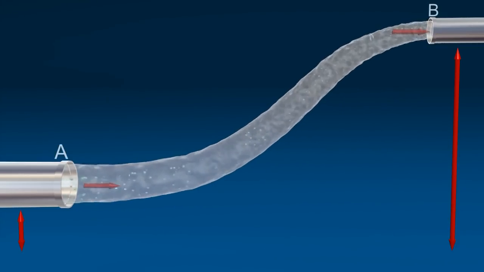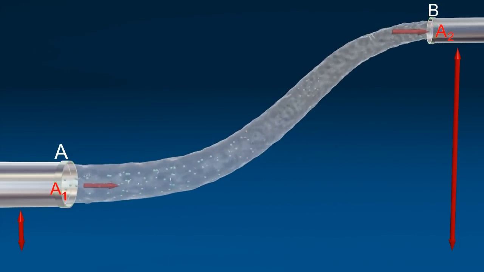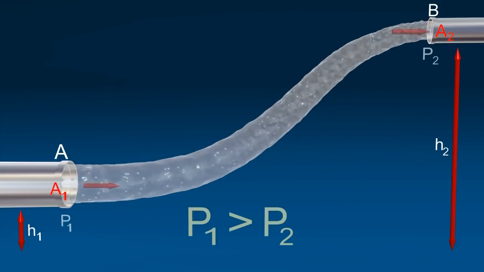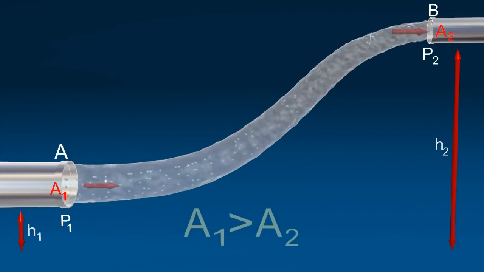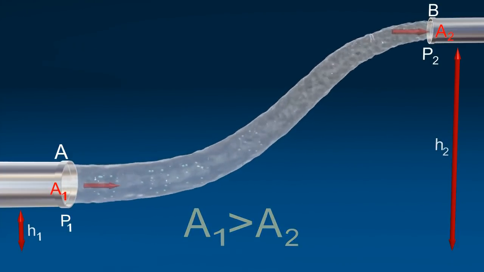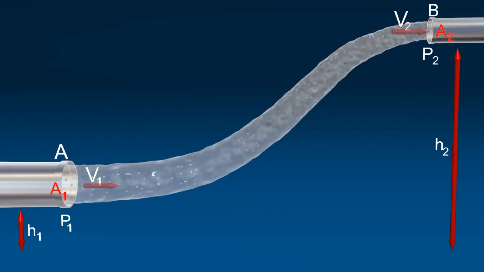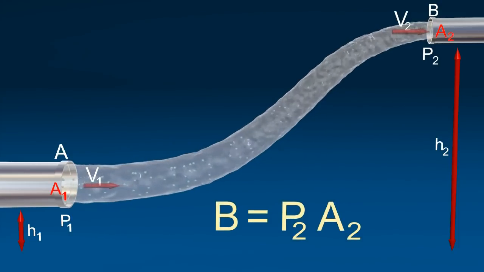Consider a tube AB of varying cross-section A1 and A2 and at different heights H1 and H2. Liquid is flowing from A to B. P1 is greater than P2. Here, A1 is greater than A2. So, V1 is less than V2. The force on the liquid at A and at B.